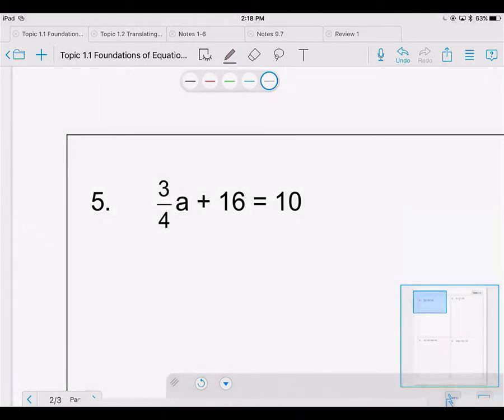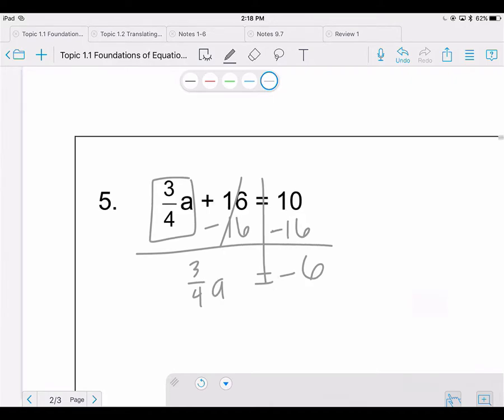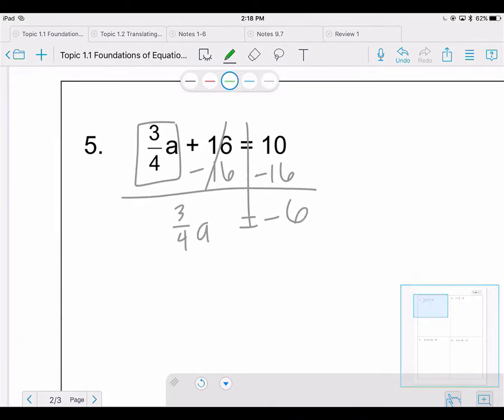Problem 5, box my term, move the opposite, or move to the opposite side. Anytime you cross that midline, you have to cross by doing the opposite. So I subtract 16 from both sides, and 3/4 A would equal negative 6. 10 minus 16 is negative 6.